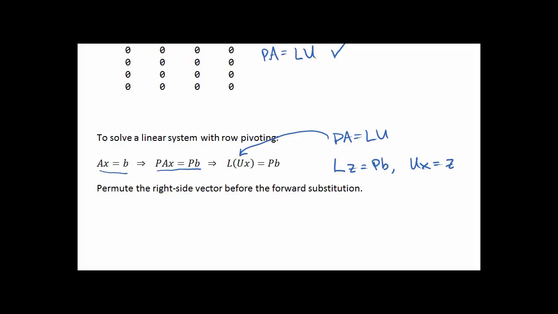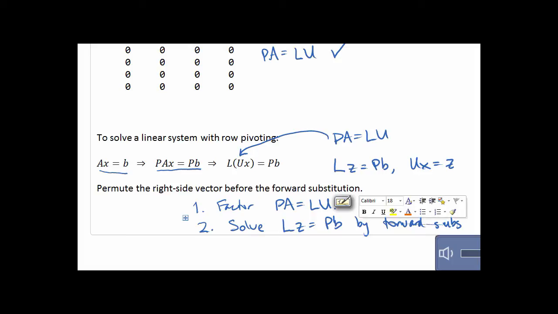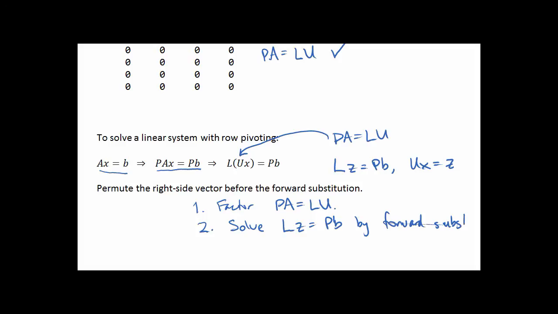And that just means reordering the entries of B. So if we want to write it out as an algorithm, first we factor PA is equal to LU by doing Gaussian elimination with row pivoting. Second step, we solve LZ equals PB by forward substitution. And then finally we solve UX equals Z for X by back substitution.